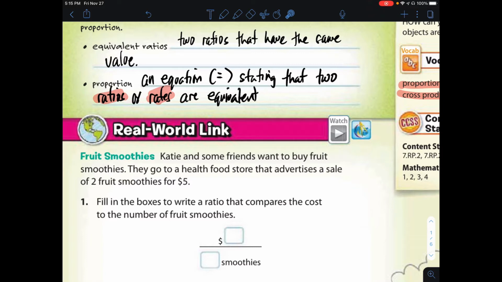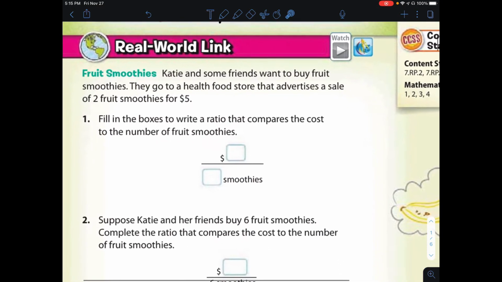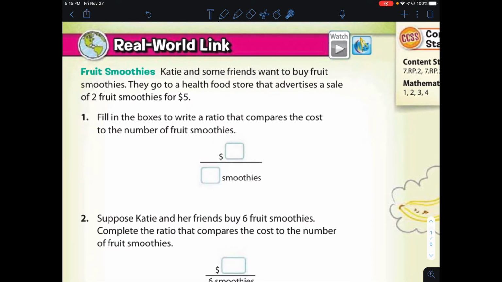So when you have two ratios or rates that are equivalent, that means they form a proportion. Remember also that a rate is just a ratio with different units. The denominator is a different unit, and the numerator will have a different unit. That's what makes a rate. So let's take a look at the real world link and see how this works.